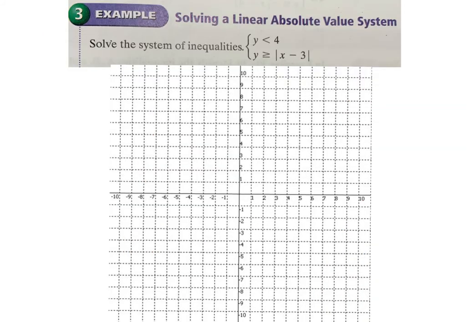All right, systems of inequalities. We have y is less than 4. That is a linear inequality. But y is greater than or equal to an absolute value. That is going to be the V, or the absolute value inequality. And so you're going to do exactly the same thing here that you would for the lines. You're just graphing one and the other at the same time.